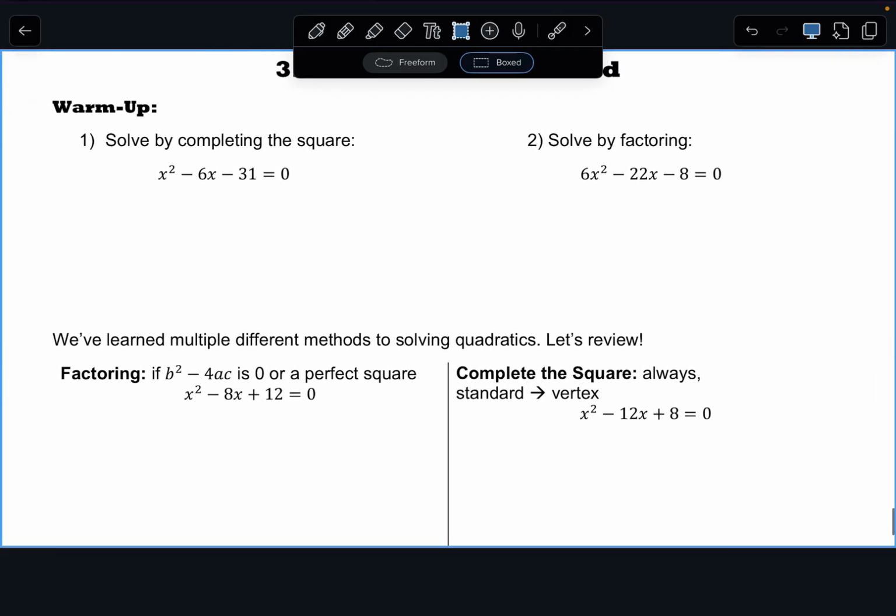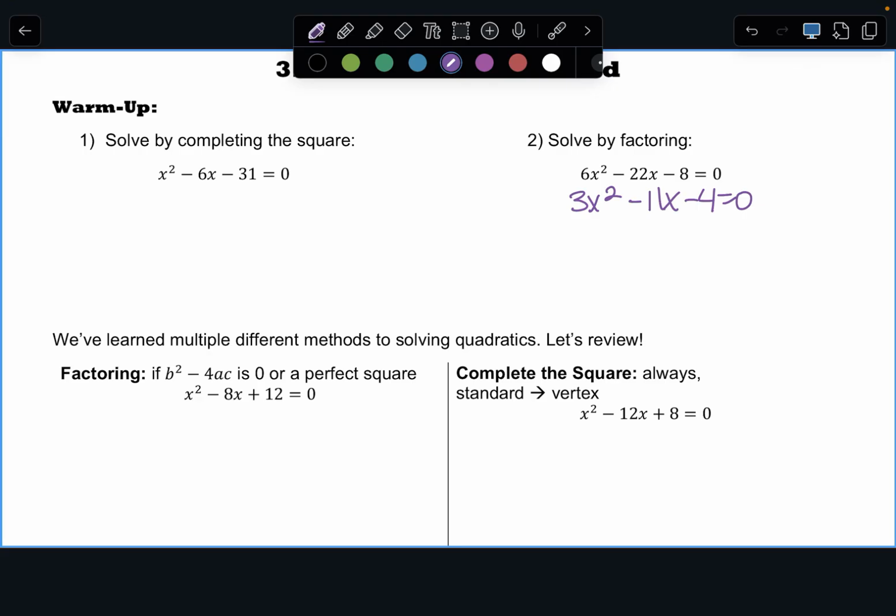We have four different methods to solve quadratic equations. This one says solve by factoring. What's the first step to factoring anything? GCF. What's my GCF here? 2. So I'm really going to take out a 2 and then divide it off. So I'm really just going to divide both sides by 2. I get 3x squared minus 11x minus 4 is equal to 0.